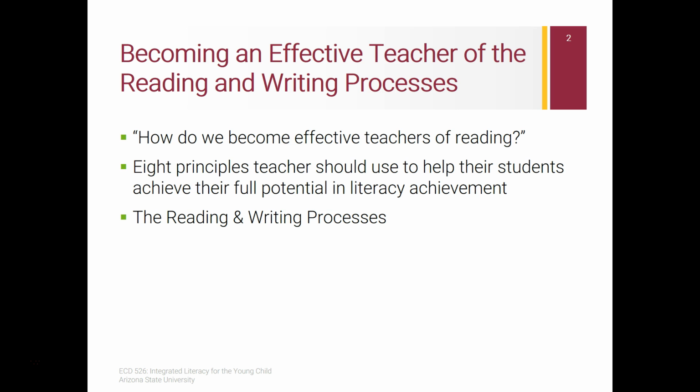The readings and viewings in this lesson address the overarching question: how do we become effective teachers of reading and writing? In Chapter 1 of your textbook, Tompkins poses that there are 8 overarching principles that effective teachers utilize to support overall literacy achievement. In tandem with these 8 principles, there are clearly identified stages of both the reading and writing processes that allow readers to construct and communicate meaning.